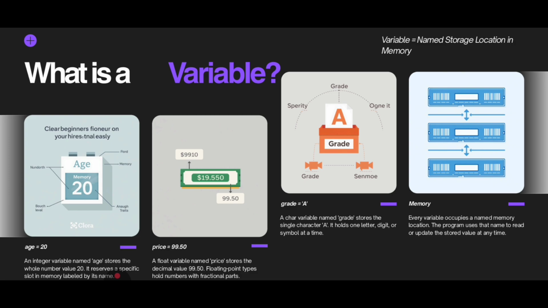grade = 'A'. This is a char variable. The keyword char reserves memory for a single character. Here grade holds the letter A.